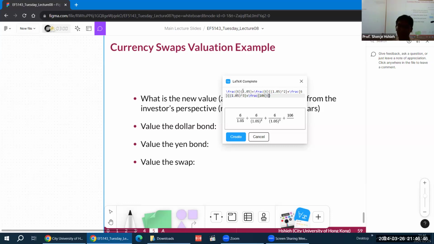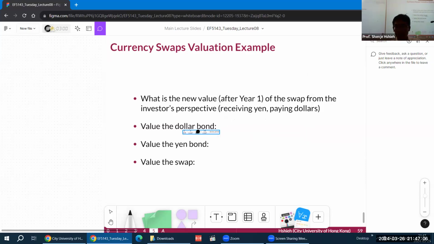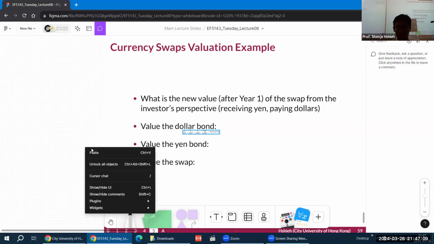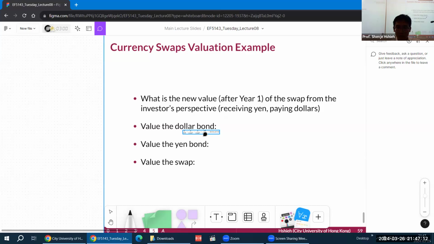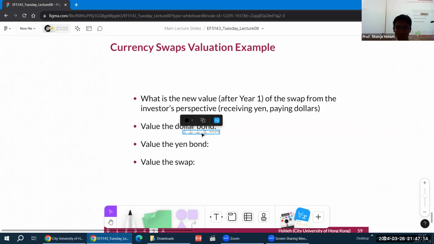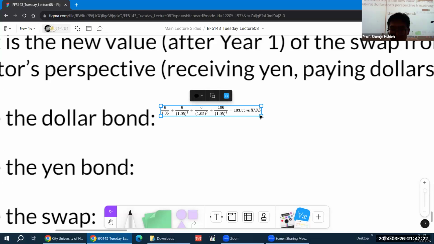Then 106. I didn't need to do the parentheses. But anyways, equals 103.55 million dollars, USD. Create. And enlarge this. There.